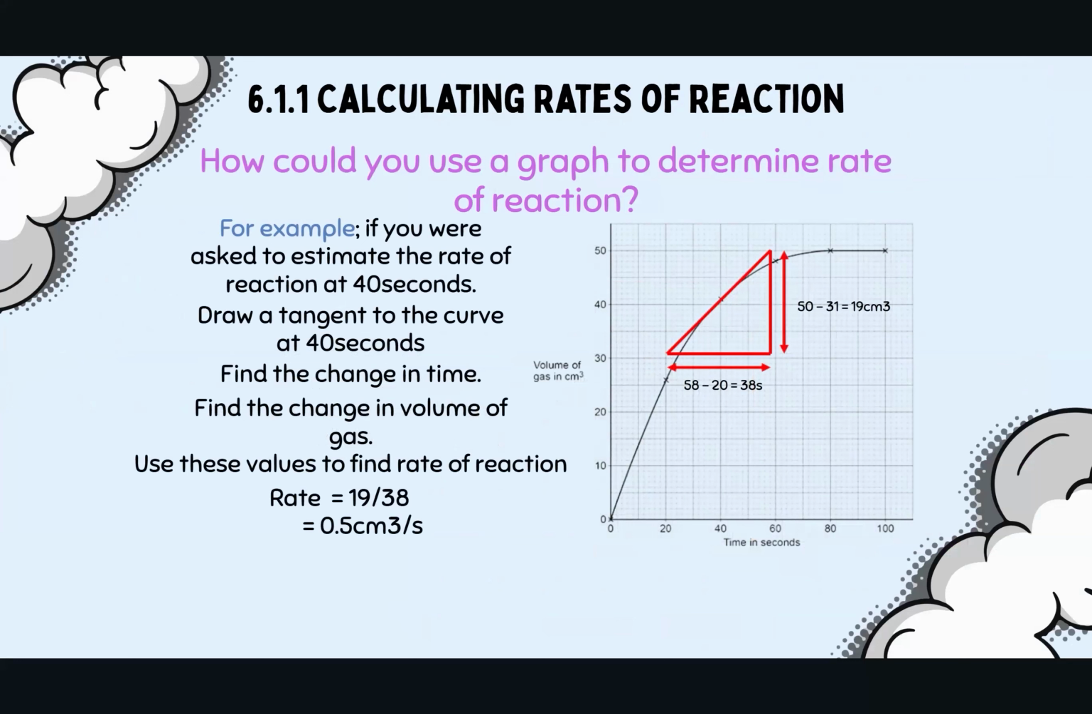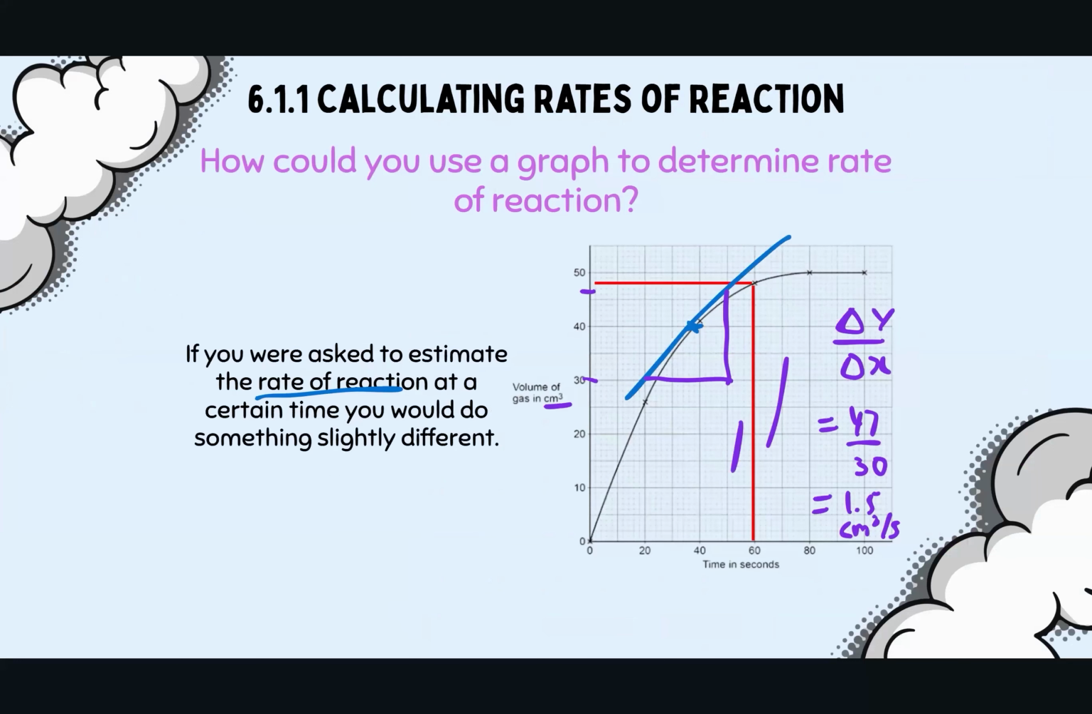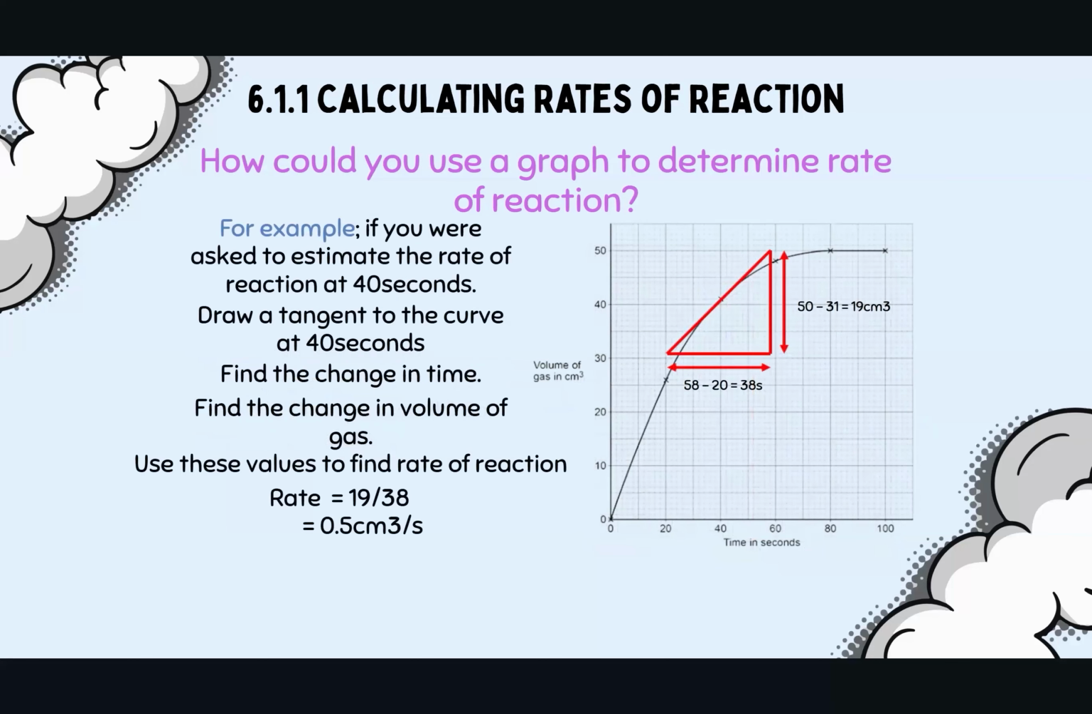Now, this is a slightly different question. Oh, sorry, not 47. That's 17. Sorry, I completely misread that. So 17 divided by 30, so the answer is around just over 0.5, which is what we have here.